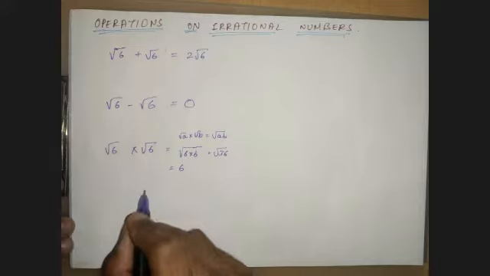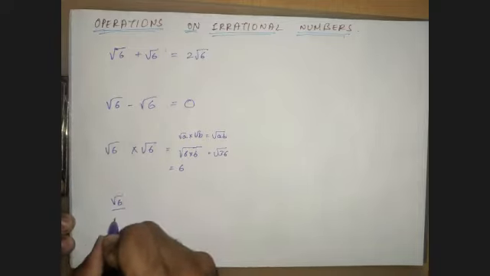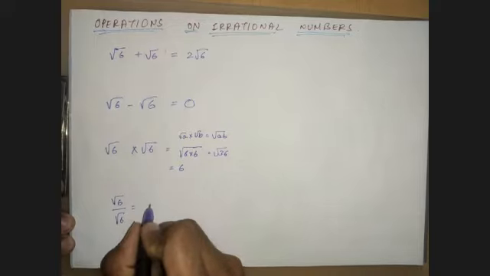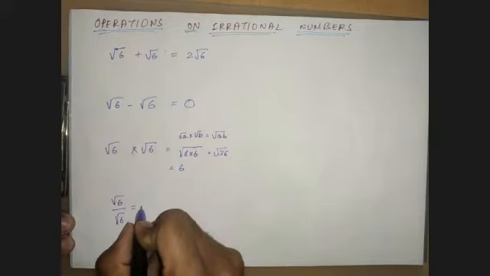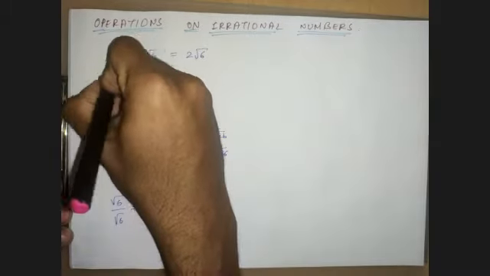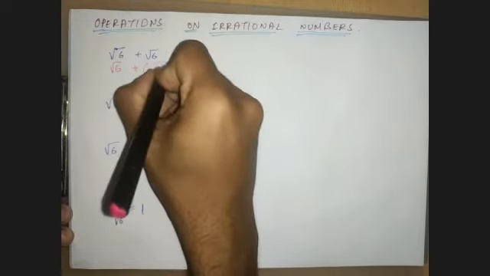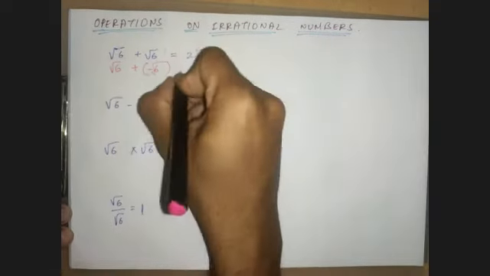Now I will do division. Root 6 by root 6 gets cancelled and is equal to 1. Now I will take another example: root 6 plus minus root 6. What happens? I get 0.